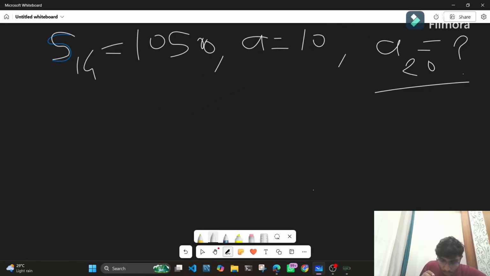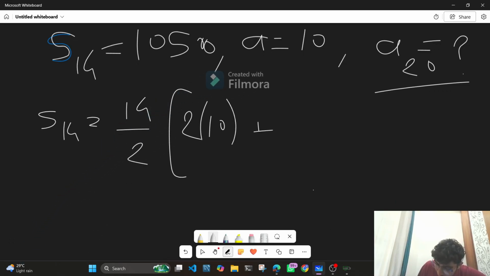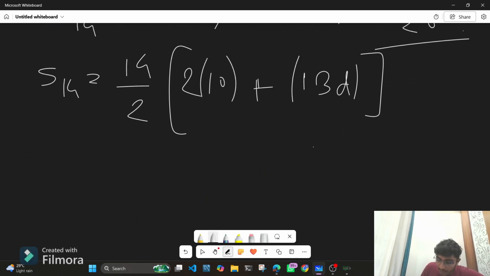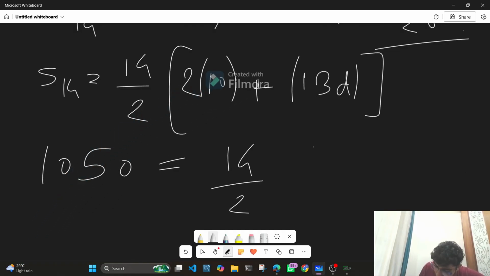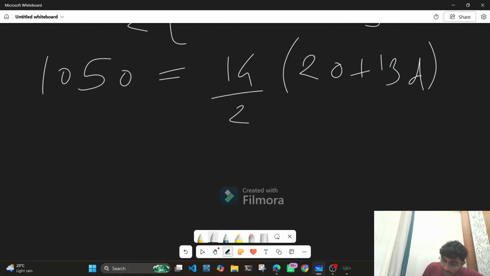We know that the formula for the sum of n terms of an AP is S14 = 14 by 2, that is n by 2, into 2a, and we are given a, plus n minus 1 into d. So n minus 1 would be 14 minus 1, that is 13, into d. D is not given, let it be; we can calculate it further. Now we have 1050 = 14 by 2 into (2 times 10 plus 13d).